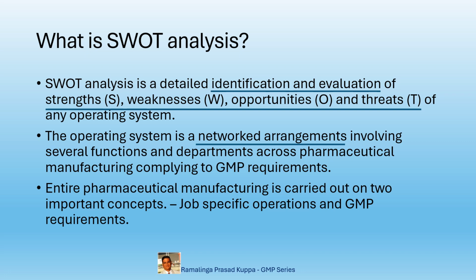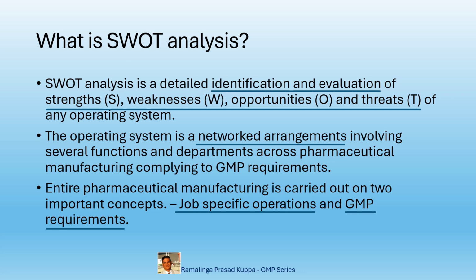Entire pharmaceutical manufacturing is carried out on two important concepts: job specific operations and GMP requirements. This is important. Job specific requirements are totally process requirements. The other important aspect is compliance with the GMP. GMP is all about practices, healthy practices, honestly carried out with heart and soul. It should be like a routine habit which should run through the blood.